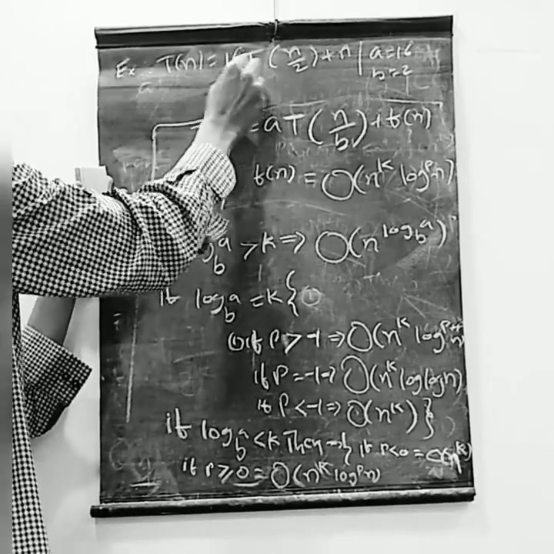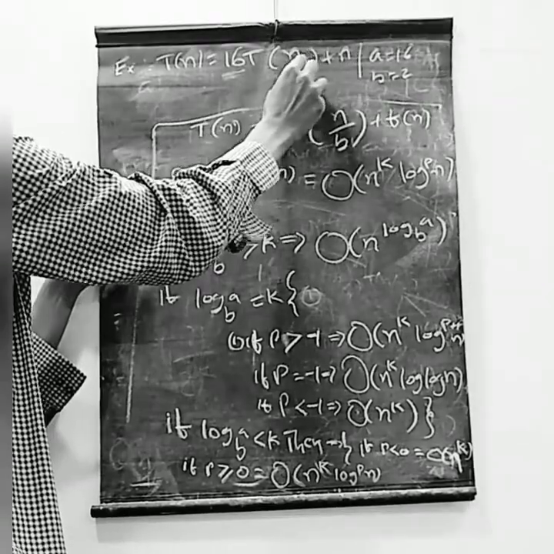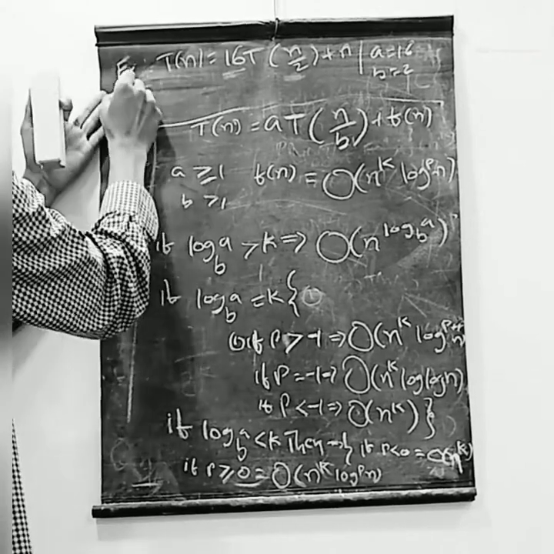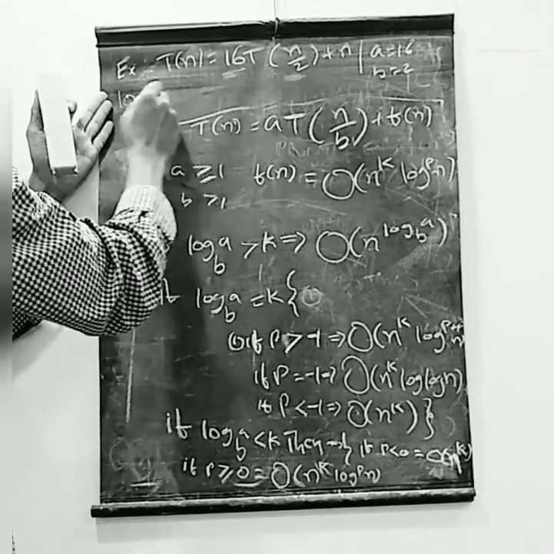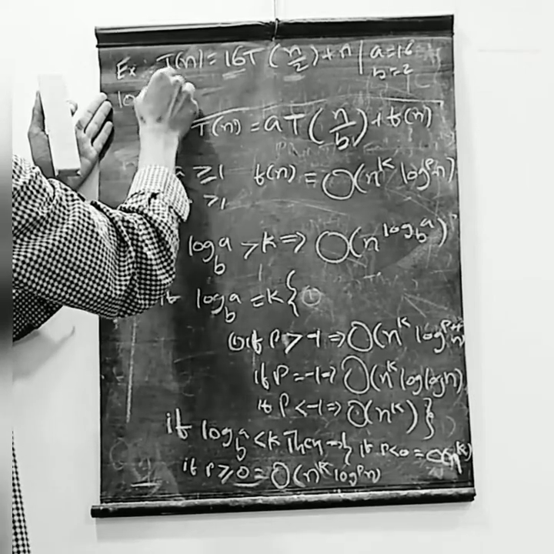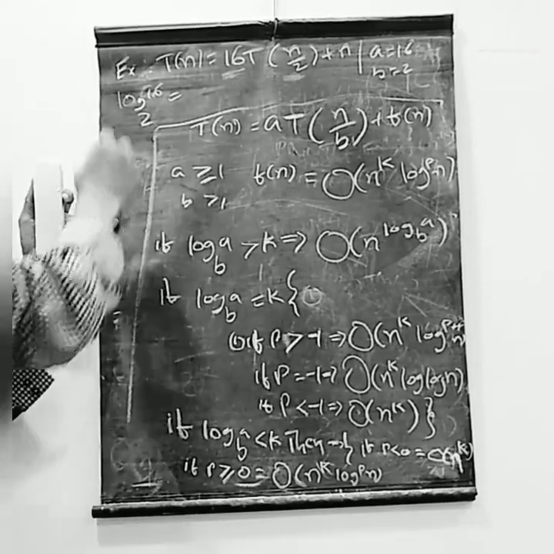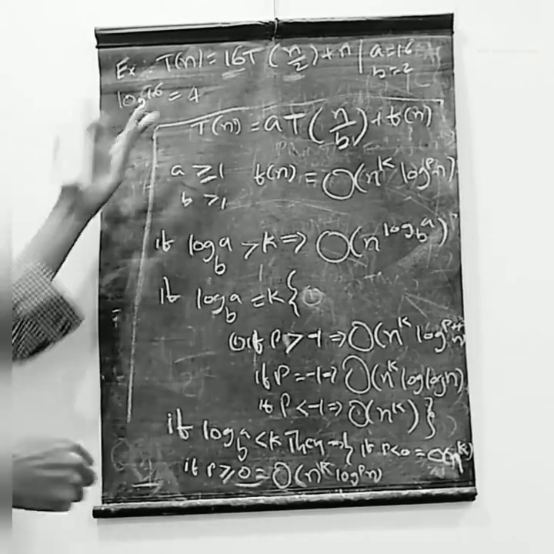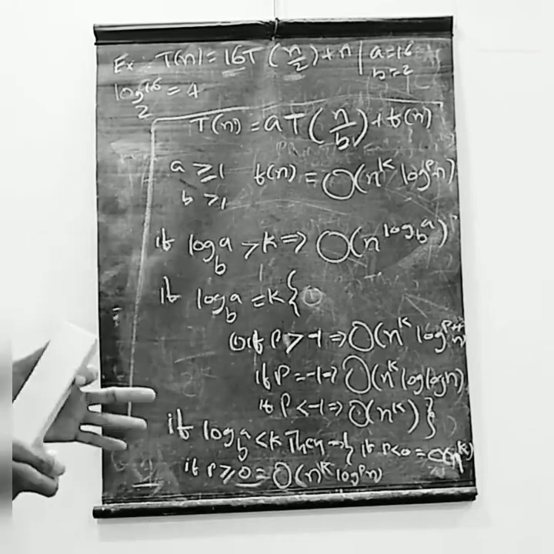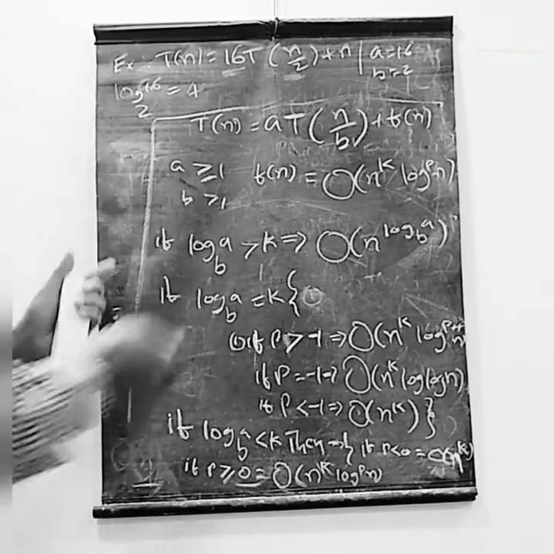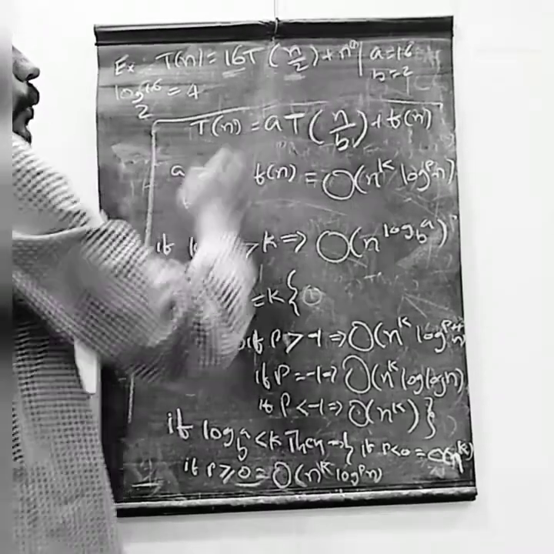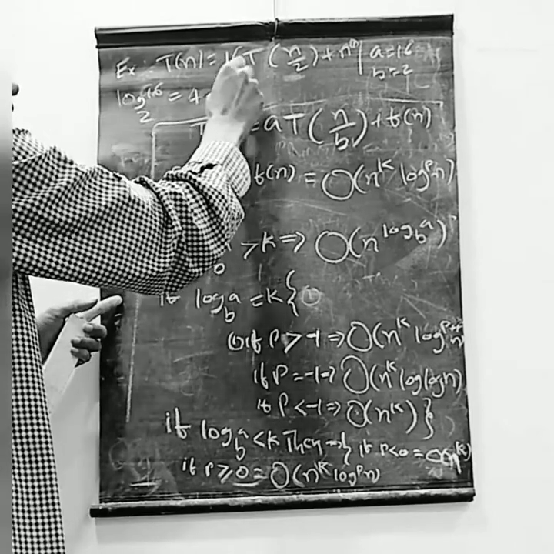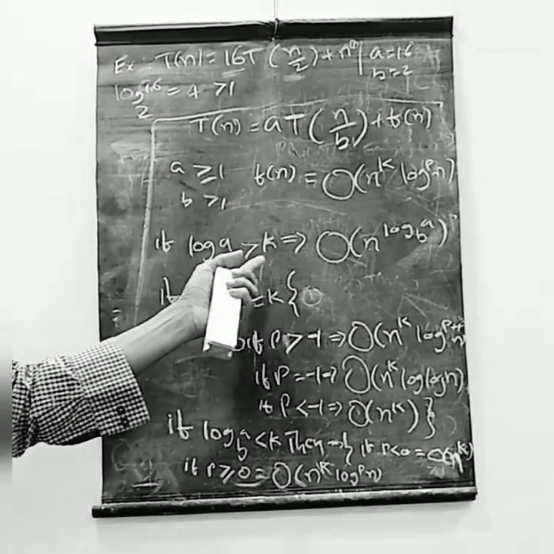If you see, my a equals 16, and my b equals 2. So log base b of a: my b is 2, my a is 16. So what will be my value? 4, right? 2 power 4 equals 16. So I got 4. Okay, now what is my k value? n power 1, so my k value is 1. So 4 is greater than 1, right? 4 is greater than 1.